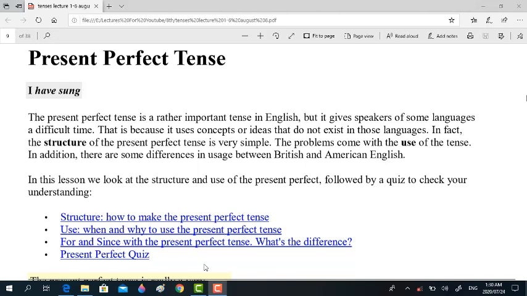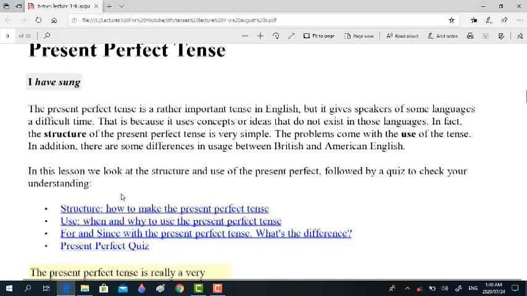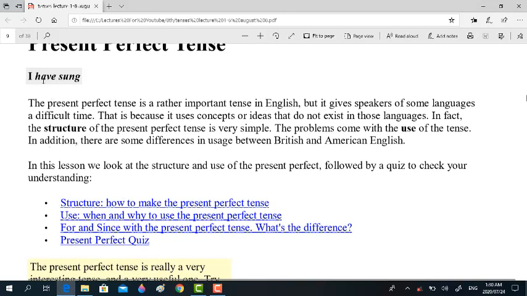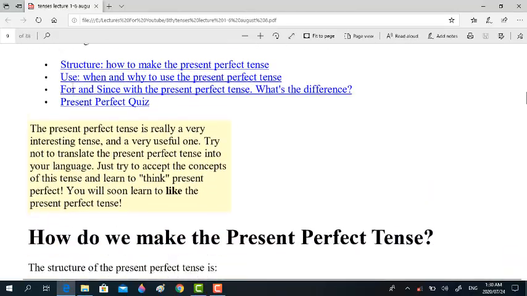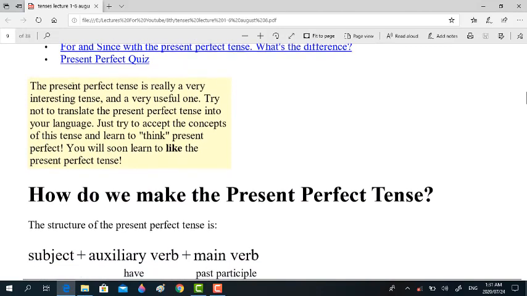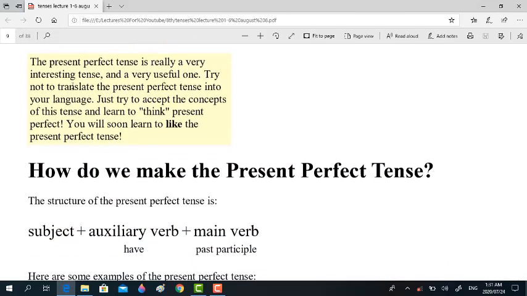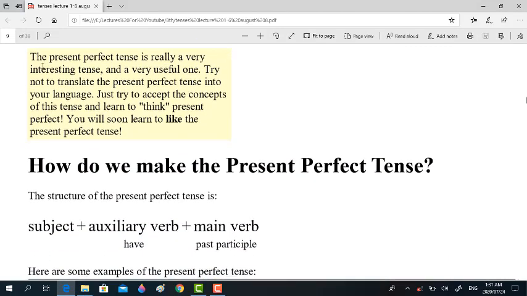Okay, just look at the structure. I have sung. Okay, here subject plus has, have, then third form of verb. Okay, I'll show you the structure. Okay, before discussing the structure, look at this part.